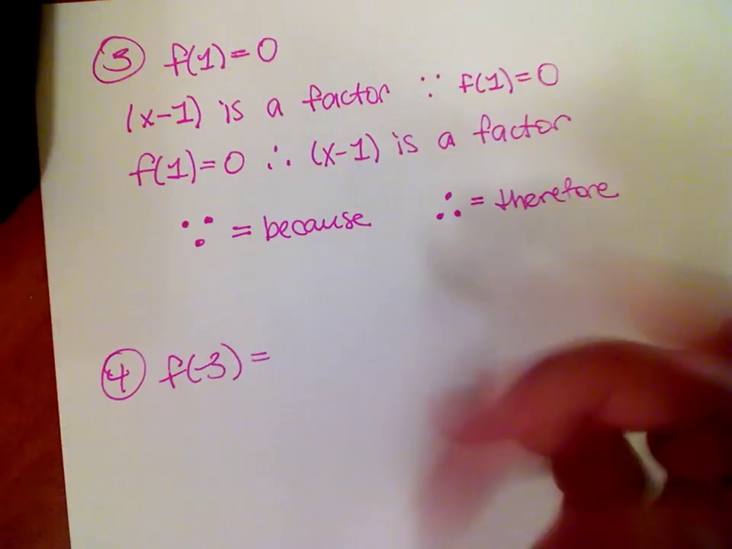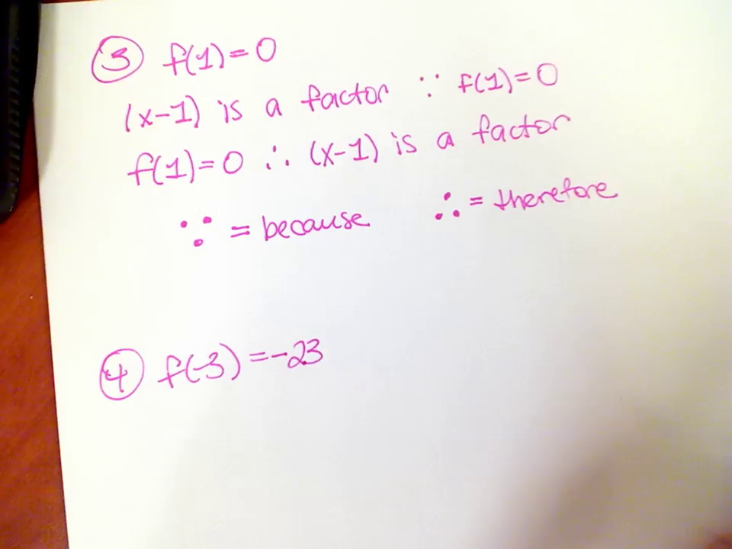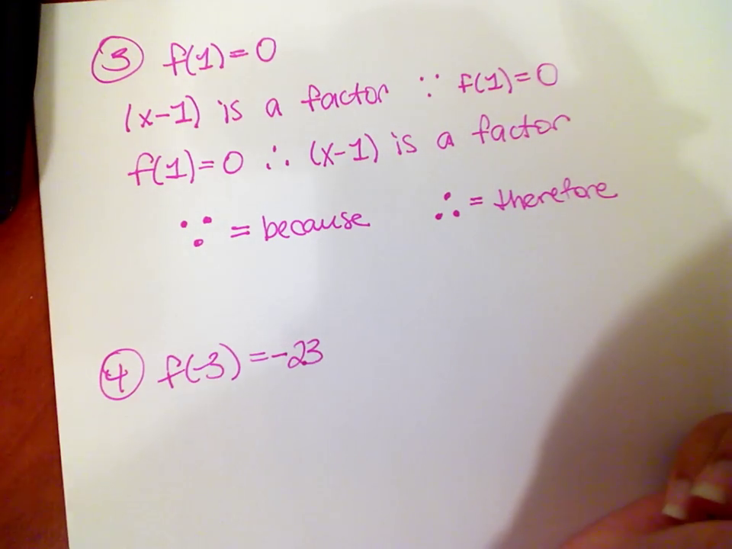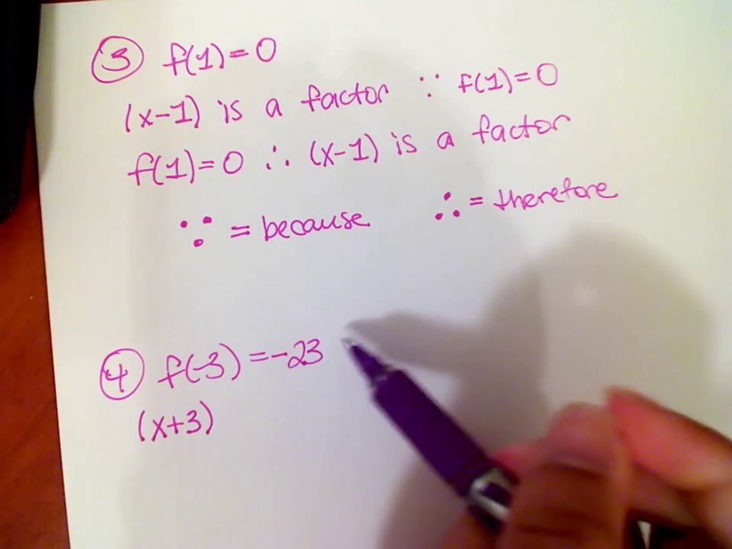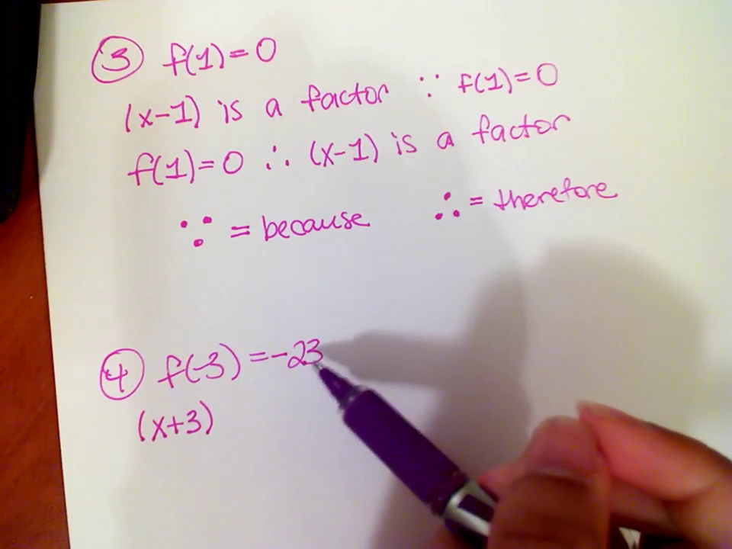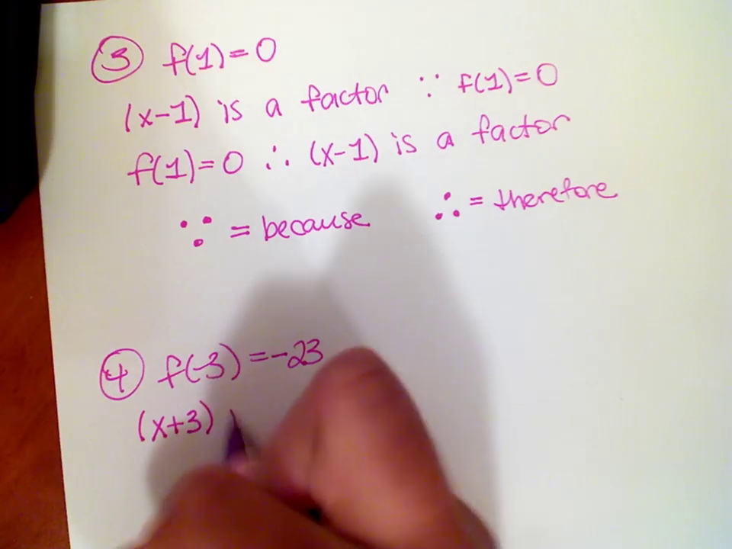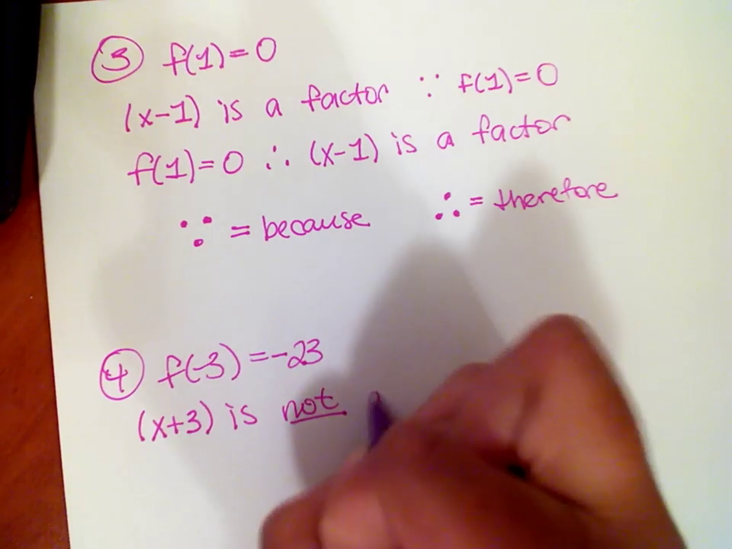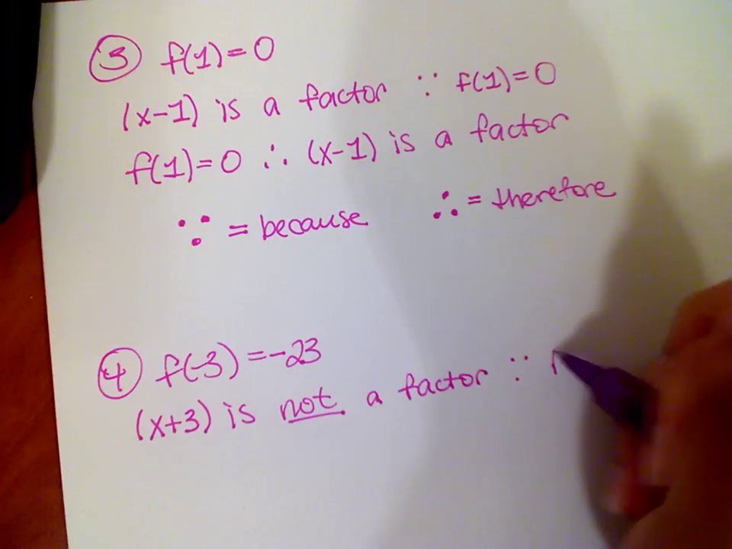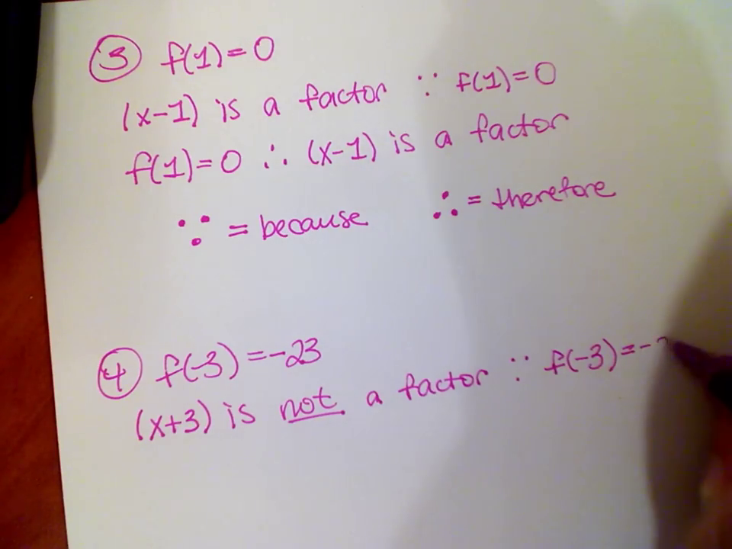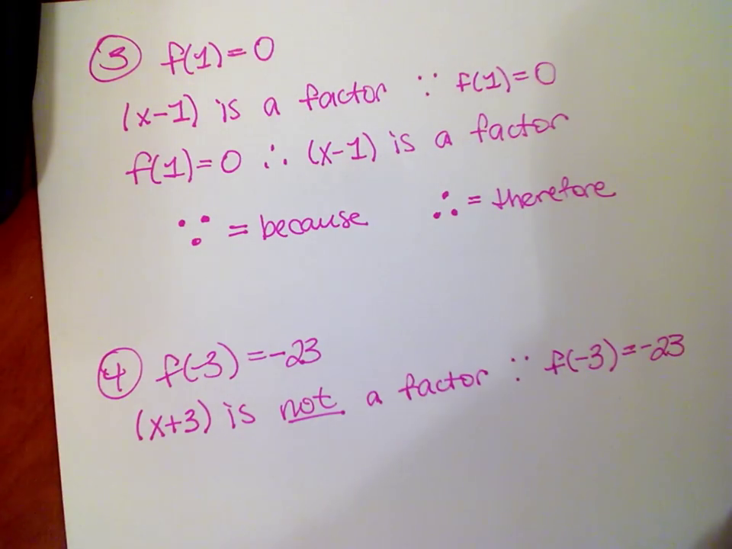Alrighty, so now if we were to write x equals negative 3 as a factor, we would have x plus 3. And then since our remainder, according to the remainder theorem, is negative 23, that means that x plus 3 is not a factor because f of negative 3 equals negative 23. Remember, the only way for something to be a factor is if your remainder is 0.